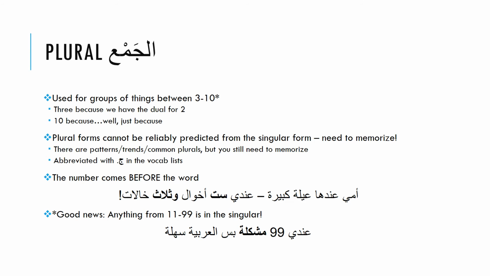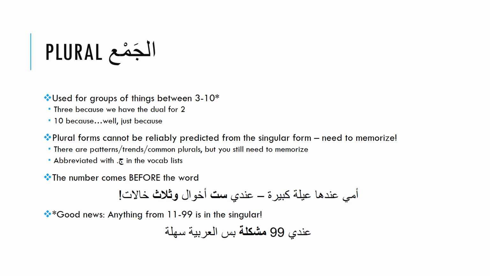Now, as we've learned, the plural forms cannot be reliably predicted from the singular form of a word. We have to memorize these. This is why they're given to us in our vocabulary lists, usually with the abbreviation jim, telling us that there's a plural coming after that symbol, because we cannot actually know the plural of a word reliably based just on the singular. There are patterns, and there are trends, and there are common plurals that often occur with certain kinds of words, but there are always exceptions to that. So you need to memorize. Every time you learn a new noun, you need to memorize both the singular and the plural.